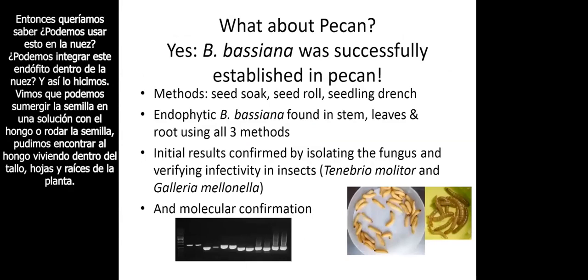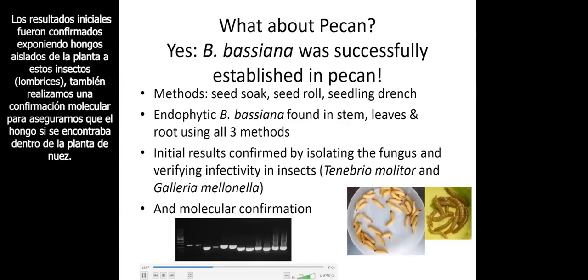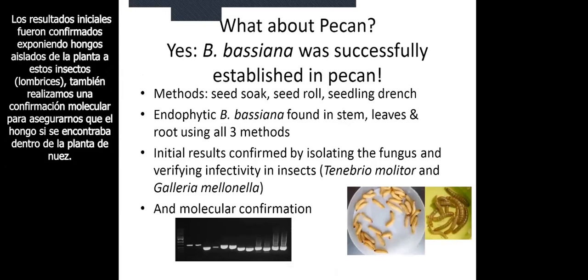So we wanted to know, can we do this in pecan? Can we put this fungus, Beauveria bassiana, into pecan? And indeed we did. We saw that we can soak the seeds in a fungus solution, roll the pecan seeds, or drench pecan seedlings, and we find the fungus then living in the pecan stem, leaves, and roots. Initial results were confirmed by exposing fungi isolated from the plant to these insects, wax moth, and mealworms.